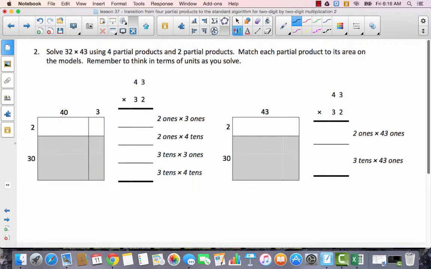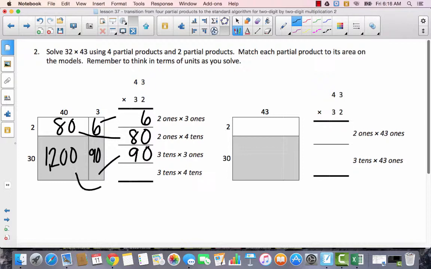So we do 40 times 2, which is 80. 3 times 2, which is 6. 40 times 30, which is 12, and then I add my 2 zeros, so it's 1200. And then 3 times 30 is 90. So now, 2 ones times 3 ones, which is right here, is 6. 2 ones times 4 tens, which is right here, is 80. 3 tens times 3 ones, which is right here, is 90. And then the last one is 1,200.